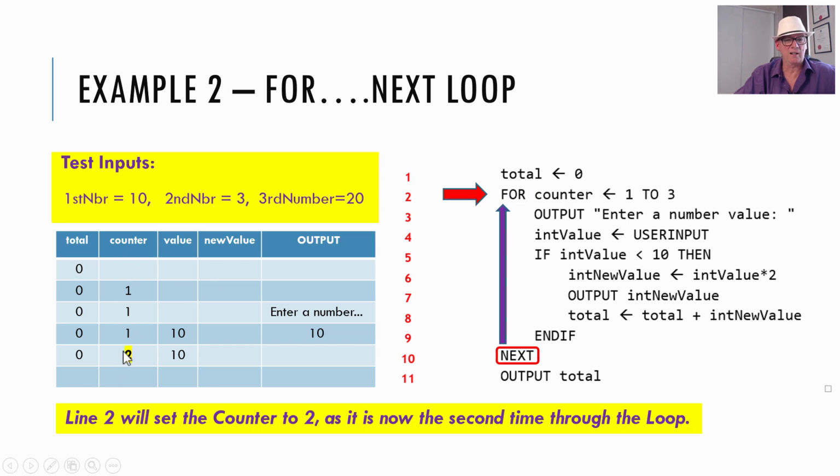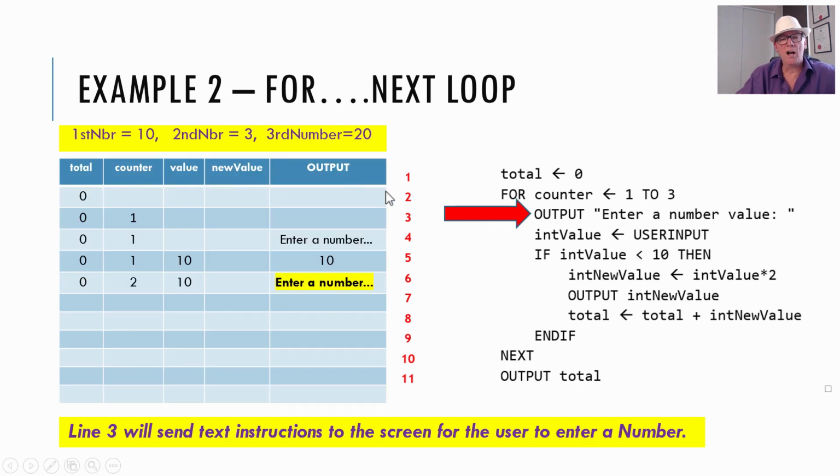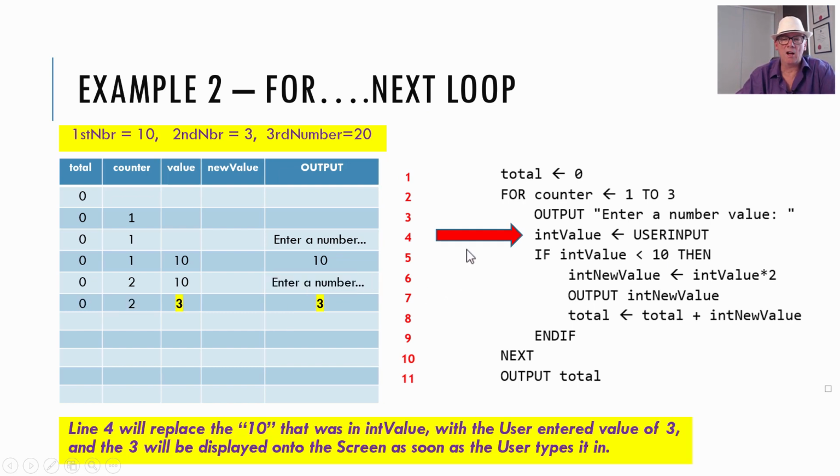So counter will get set to 2. These other things are all staying the same here. All right, so that's line 2. Then we're at line 3. Line 3 is going to do the same sort of thing again, ask them to enter a number. And line 4 we're doing for the second time now because we're in the second loop.